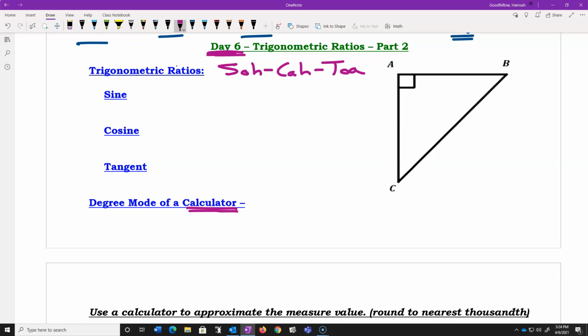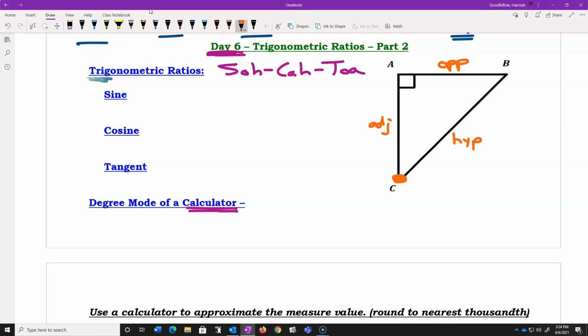Now, what I want you to remember is that everything that we do in trig is all based on perspective. Remember, if I'm standing over here at point C, that would be called the opposite side. This would be called the adjacent side, and this one would be the hypotenuse. But it would change if you were standing in a different spot.